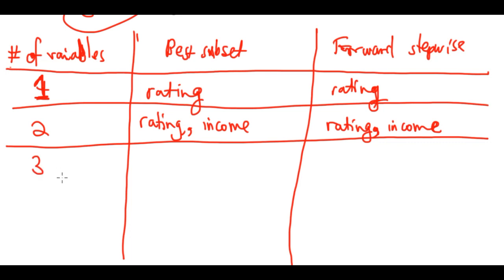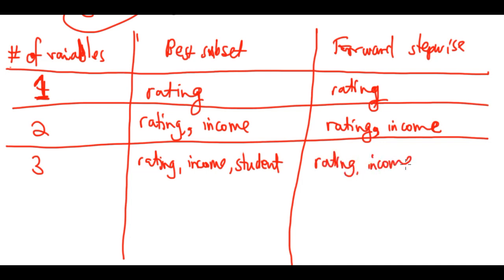And then when you have three variables, best subset will say rating, income, and student. This is the subset that you need to consider when you're doing a model with three variables. And then forward will say, of course, rating and income. It has to do that because it's building on top of those. And then it's going to add student. So far so good, right?